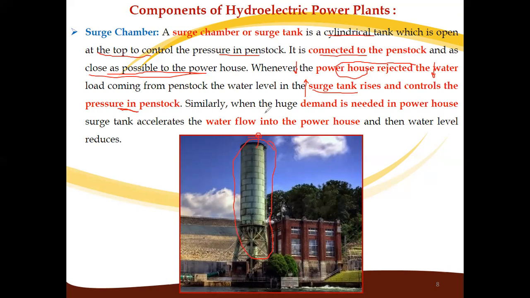Similarly, when there is a huge demand for electricity, the surge tank accelerates the water flow into the powerhouse. In the powerhouse we have the turbine and generator. The water level of the surge tank reduces when there is demand, and when demand is low, the water level inside the surge tank rises. So this is the fourth component of a hydroelectric power plant, the surge chamber, also called the surge tank.